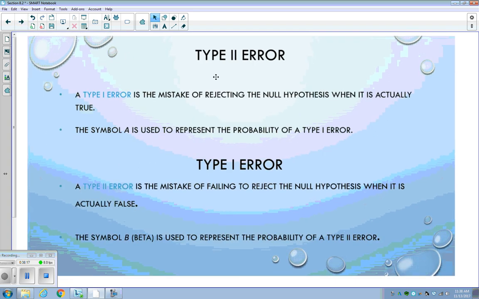Type errors. We're going to come back to type errors because I want you to get some practice first on even writing claims, using the claims to write the null hypothesis and the alternative hypothesis. So we're going to stop here and then come back to the types of errors.